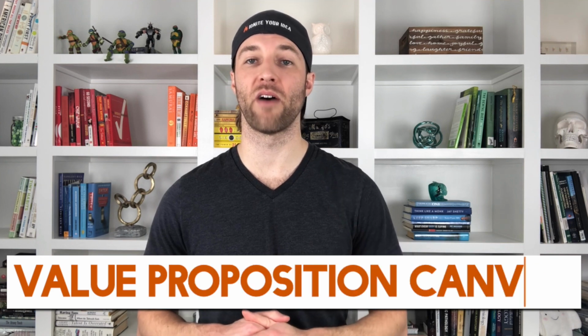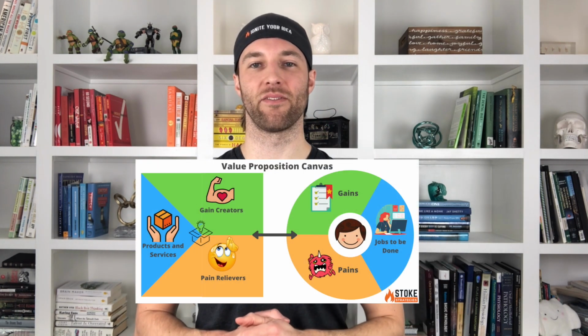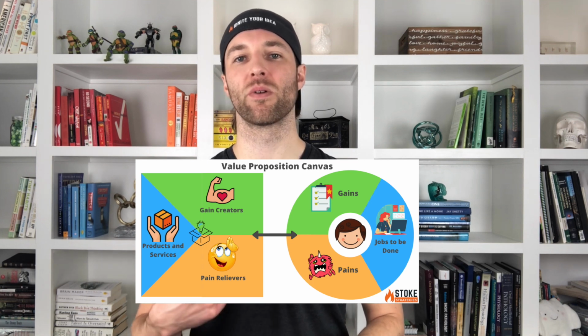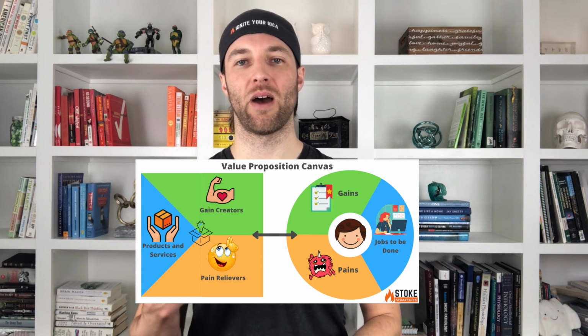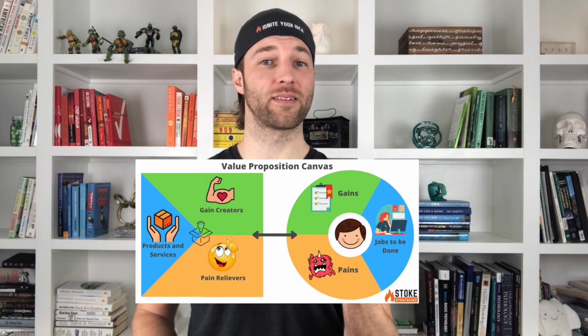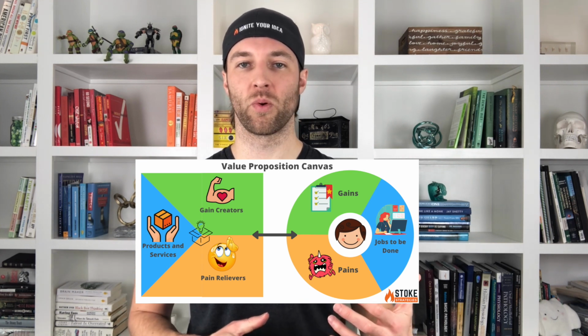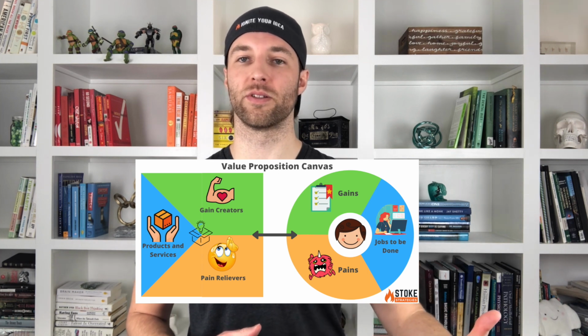The third and final canvas I'm going to discuss here is the value proposition canvas. Instead of giving you insight into your business as a whole, the value proposition canvas focuses on your product and how it meets the needs of your customers. There are 2 sides to this canvas. The left side is all about what your product or service is, how it relieves your customer pains, and how it creates gains for them. The right side is all about what jobs your customers need to get done, what the pain points are, and what gains they'd like to achieve.